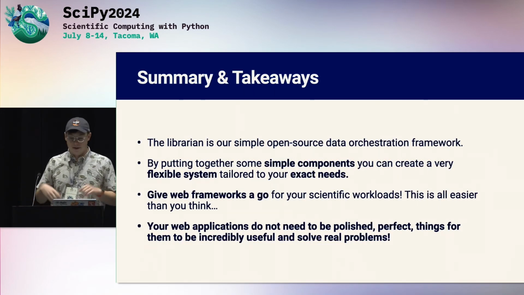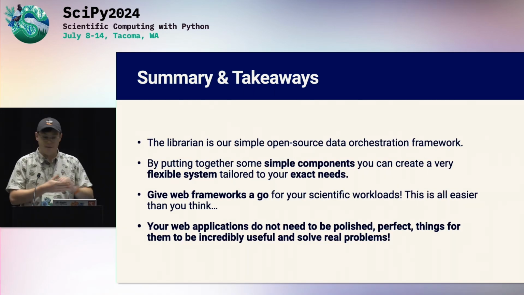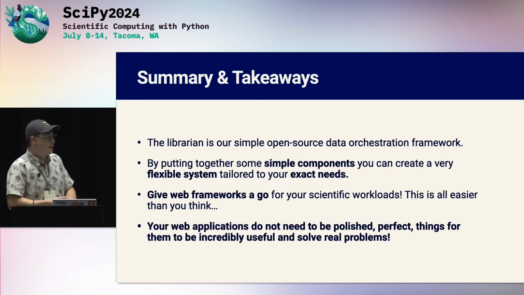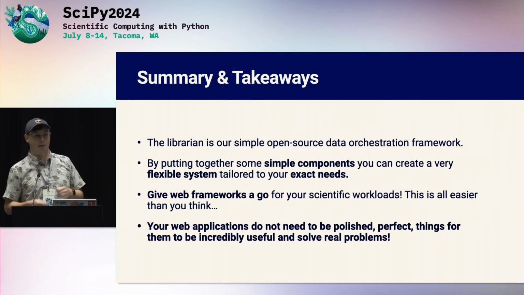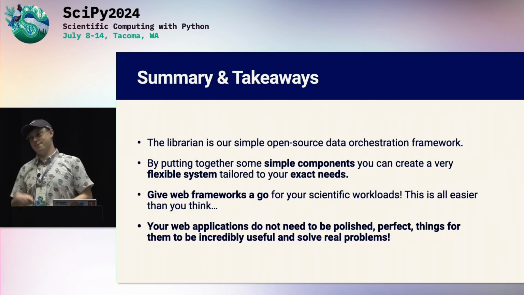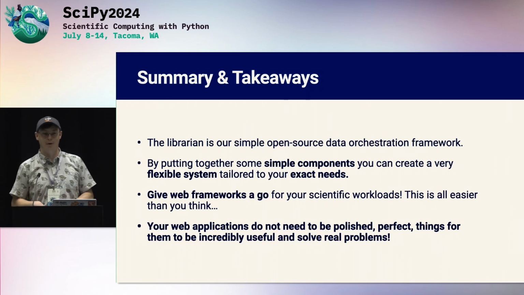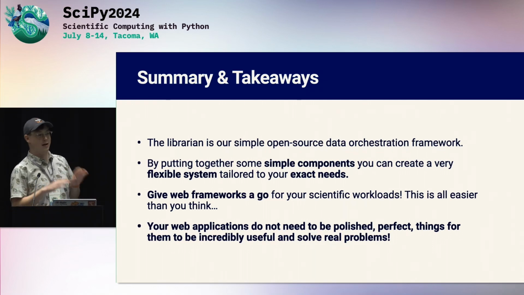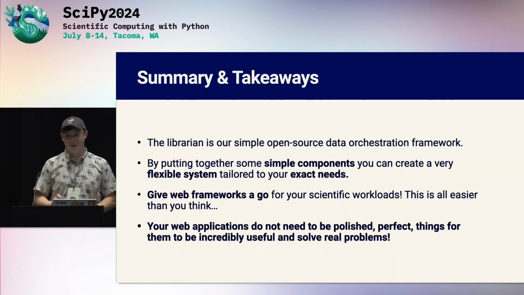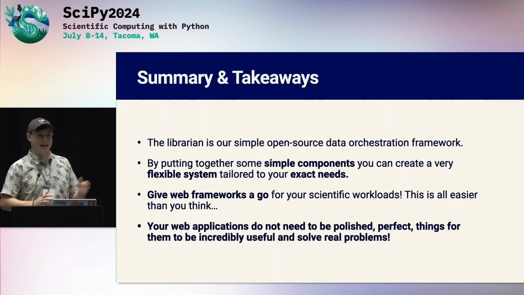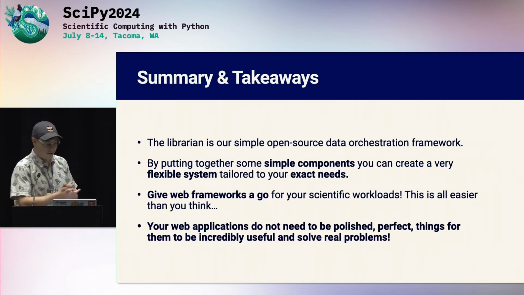So that's kind of it from me. The Librarian, as we've introduced it here, is our simple open source data orchestration framework. It's very useful in environments where you may have to move data by hand. If that's you, I'm very happy to talk with you about how Librarian can be applied to your scenario. I think that's less likely here. It's a very odd scenario now that the internet is everywhere. Twenty years ago, it may have been a different story.